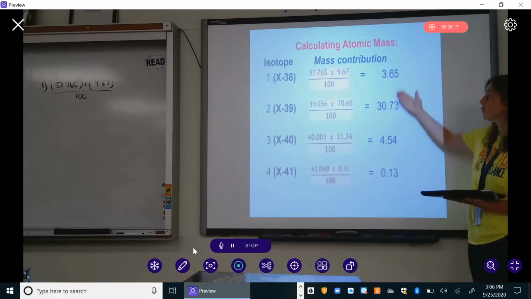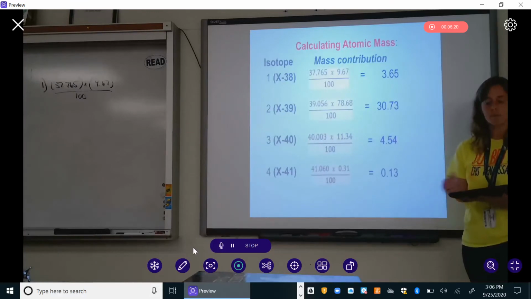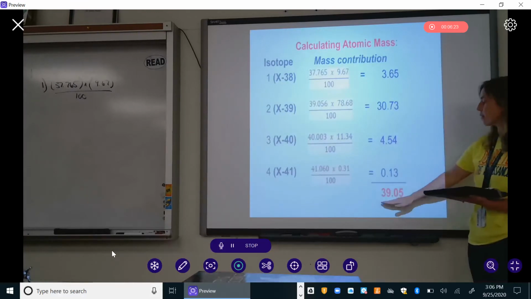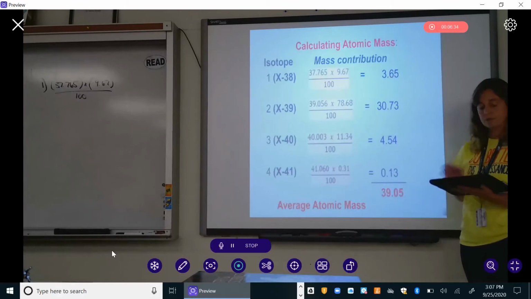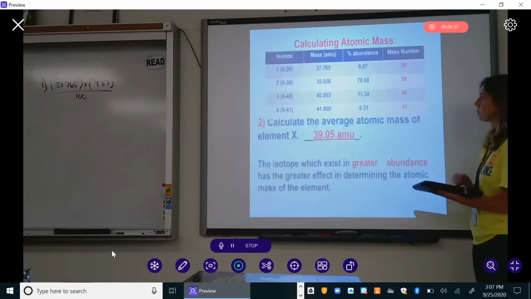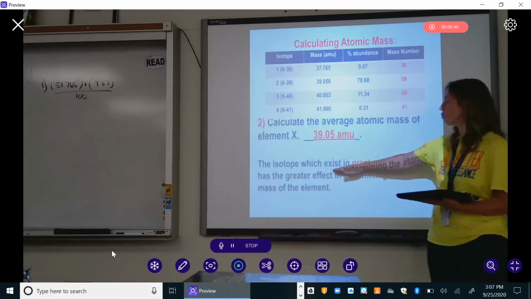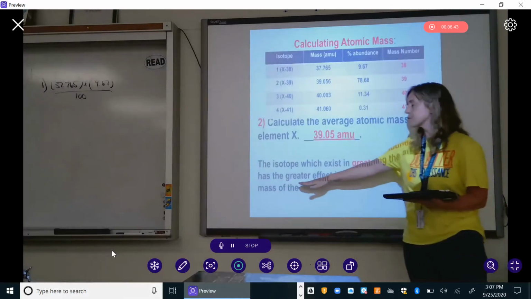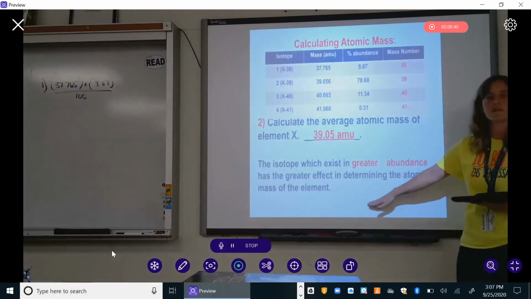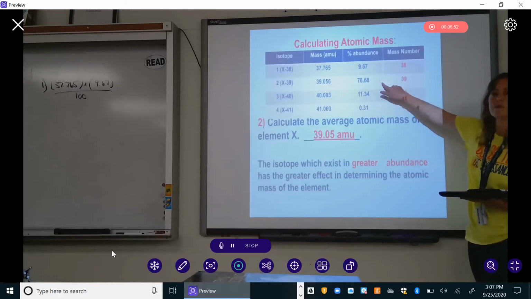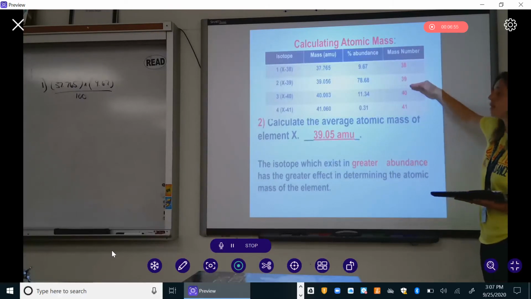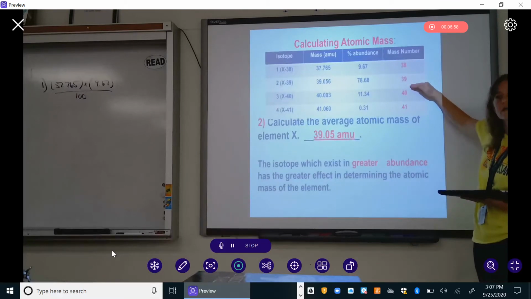Now, once you've done that for all your isotopes in the problem, you are then going to add everything together, and you should get an average atomic mass of 39.05, or something close to that, okay? So that becomes your average atomic mass for element X, okay? Now, the isotope which exists in greater abundance has the greater effect in determining the atomic mass of the element. So, like we said earlier, here's my average atomic mass. Because isotope 2 had a high abundance, the average atomic mass is going to be closer to that isotope, okay?